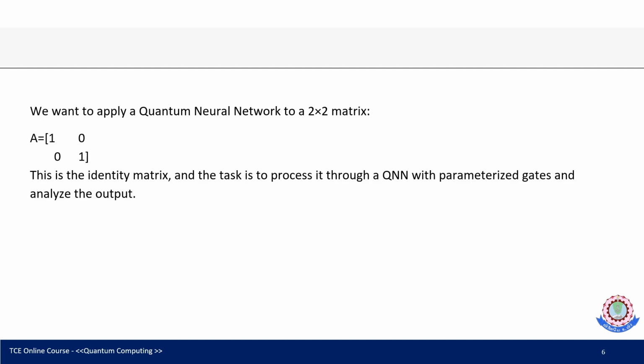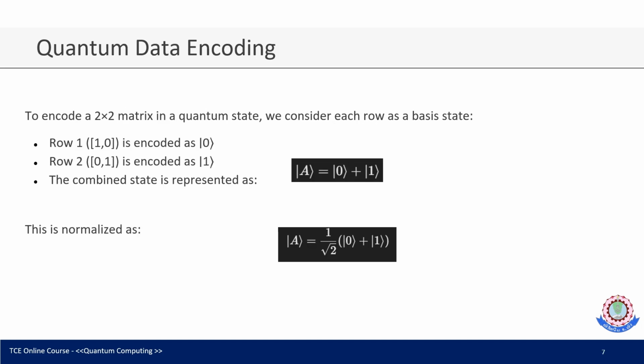Here we can go for a small matrix. We have a 2 by 2 matrix for quantum data encoding. To encode a 2 by 2 matrix in a quantum state, we consider each row as a basis state. Row 1, (1, 0), is encoded as |0⟩, and row 2, (0, 1), is encoded as |1⟩. The combined state is represented as |ψ⟩ = |0⟩ + |1⟩. In normalized form, this is 1/√2 (|0⟩ + |1⟩).